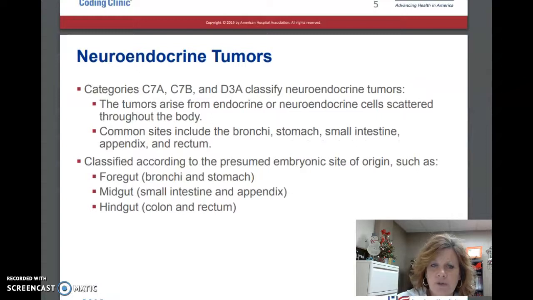Neuroendocrine tumors, again, the biggest thing here is to remember that you have the foregut, which is the bronchi and the stomach. You have the midgut, which is your small intestines and appendix, and the hindgut, which is the colon and the rectum.